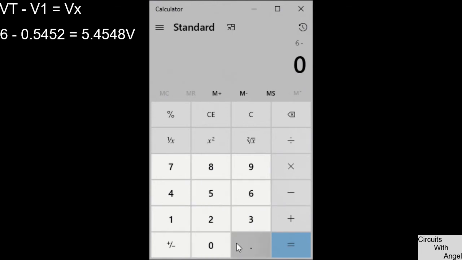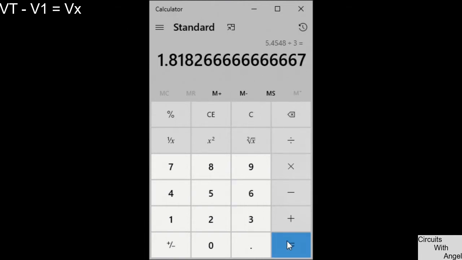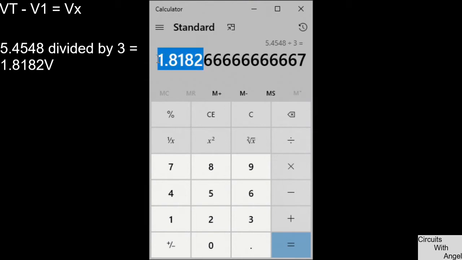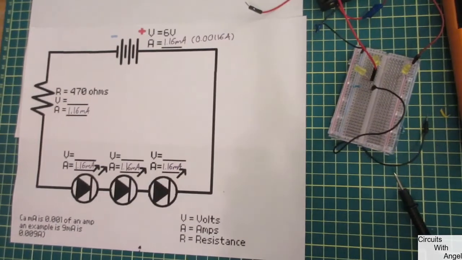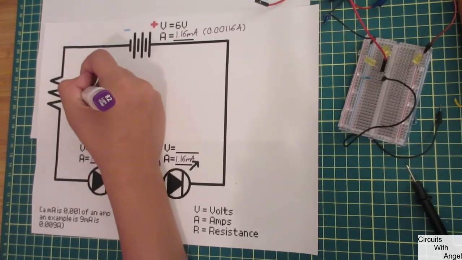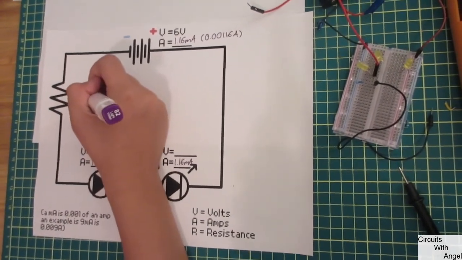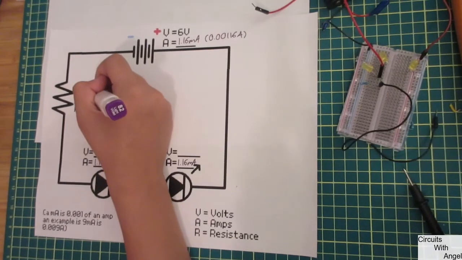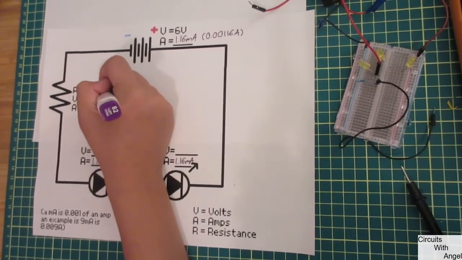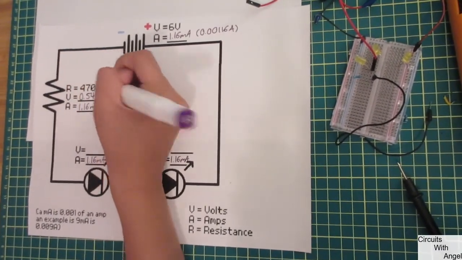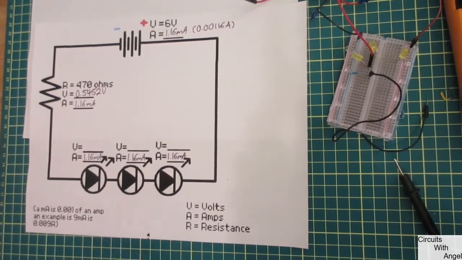Alright, so now we're moving on to the LED's voltage. So we go 6 minus 0.5452, and that equals 5.4548. And then we divide that by 3 because we have 3 LEDs. And the answer is 1.8182 for each LED. Alright, so we're just going to write that down, 0.5452 volts. There's a lot of decimal points in this one.